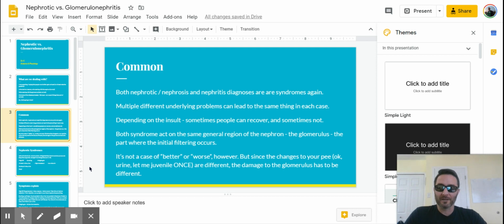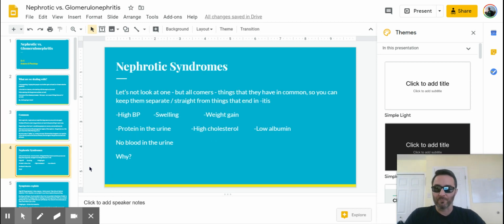Both syndromes can act on the same general region, which is the nephron, and specifically the glomerulus, the very first part of the nephron, where the initial filtering occurs. So you're not dealing with the proximal convoluted tubule or the loop of Henle or the distal convoluted tubule. You're at the very beginning. So it's not a case of one of these is better and one of these is worse. It's just slightly different. And sometimes in my slides here, I call things P. I'm going to be a little juvenile at times. But since the change that you get to the glomerulus is a little bit different, what you're going to see in your urine is going to be a little bit different.